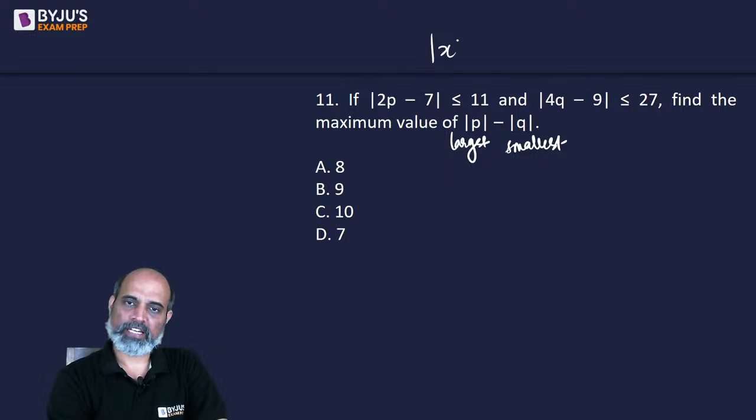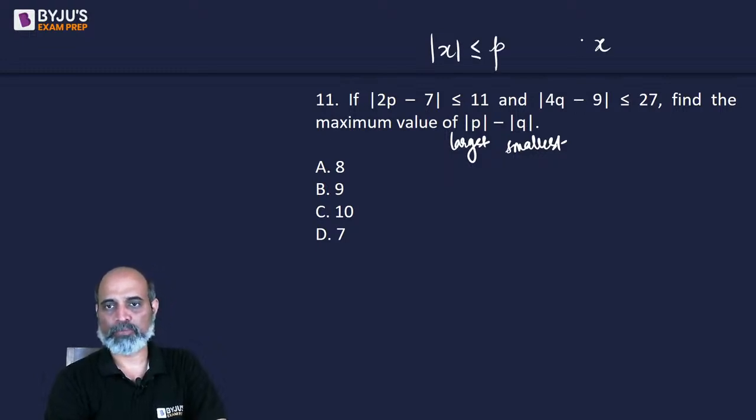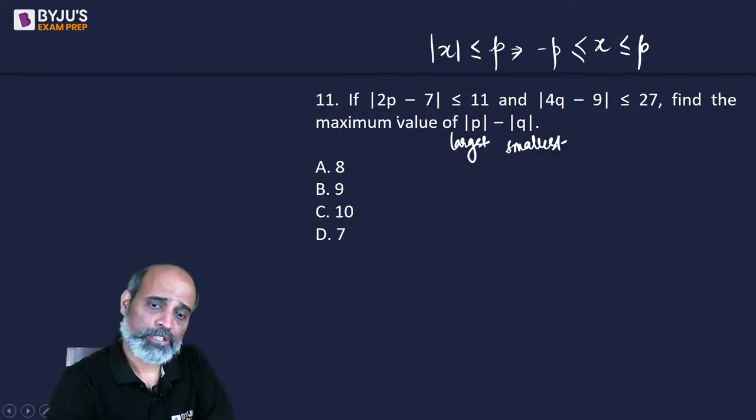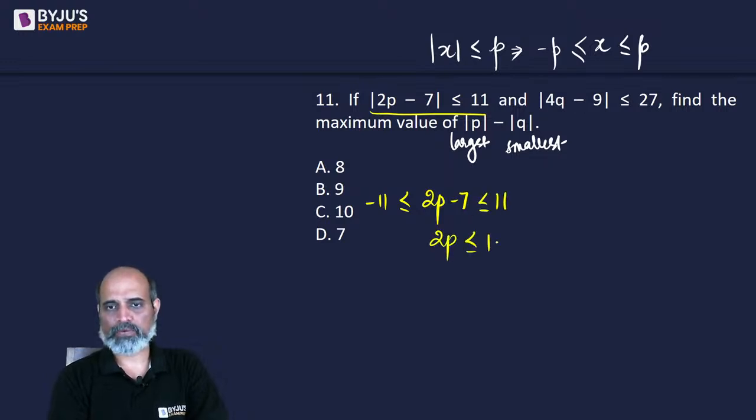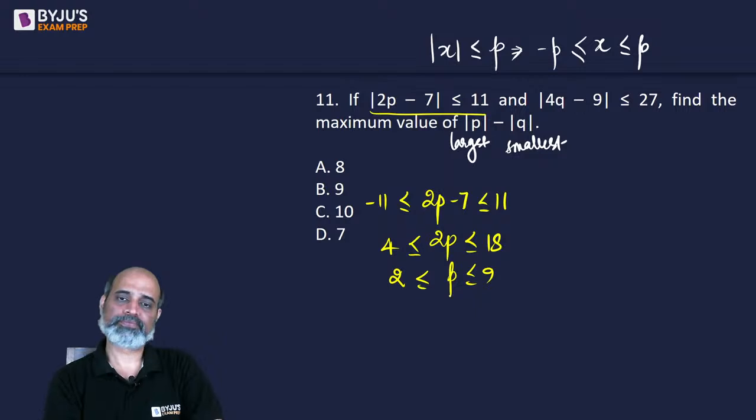And do remember that mod of x, when it is given as less than or equal to p, and if you remove the mod now, it will be greater than or equal to minus p, less than or equal to p. So this is the range that you get after you remove the mod. If I do the same thing with the first one, I will get 2p minus 7 is greater than or equal to minus 11, less than or equal to 11, or 2p is greater than or equal to minus 4, less than or equal to 18, or p is less than or equal to 9, greater than or equal to minus 2, right?